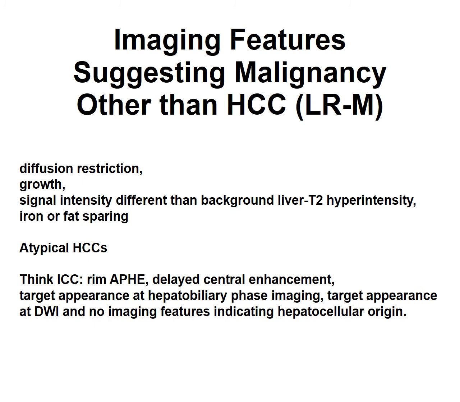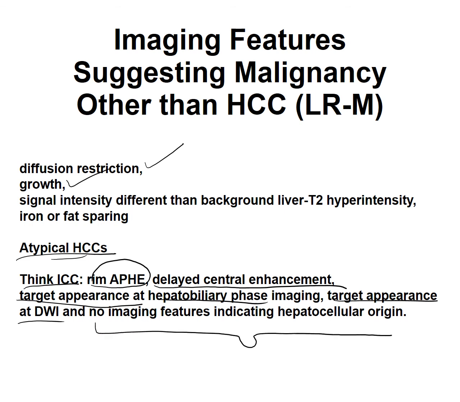Finally, they briefly talked about imaging features suggesting other malignancies. Now, atypical HCCs can have features such as diffusion restriction, growth, and signal intensity different from the background liver, but you have to start thinking of intrahepatic cholangiocarcinoma if you see rim arterial phase hyperenhancement, delayed central enhancement, or target appearance at the hepatobiliary phase or on DWI, and no imaging features indicating hepatocellular origin.